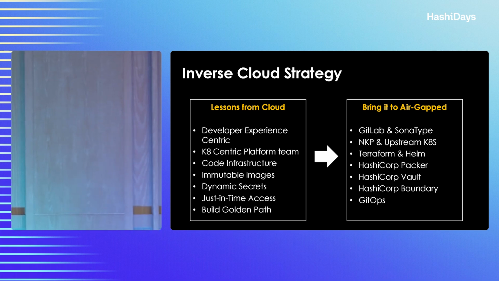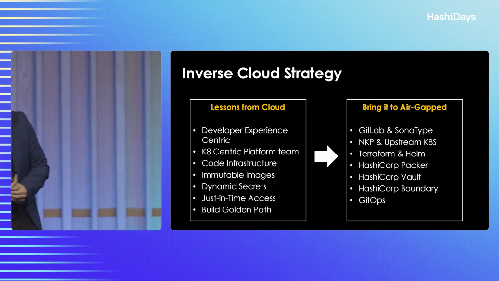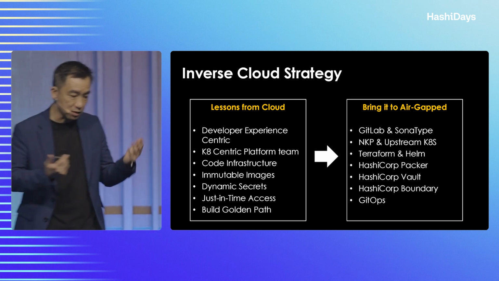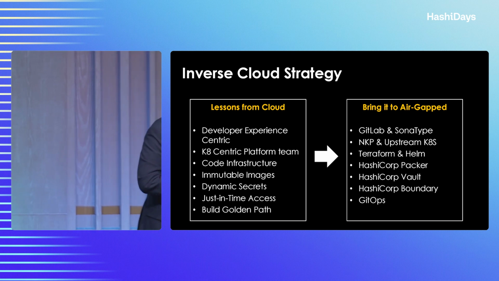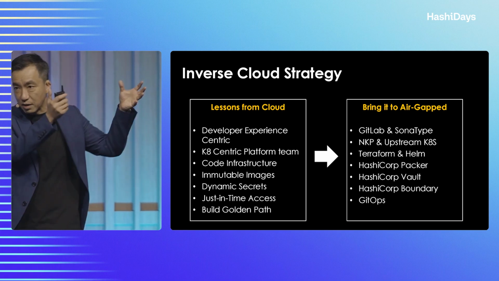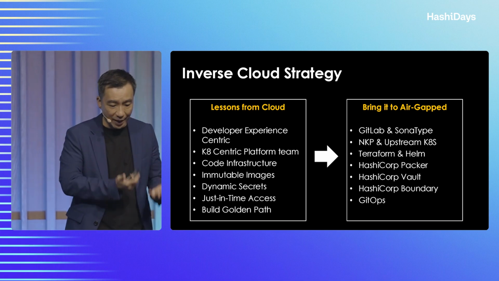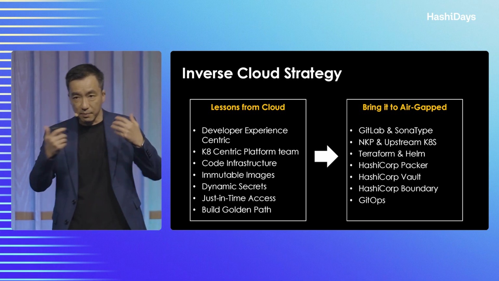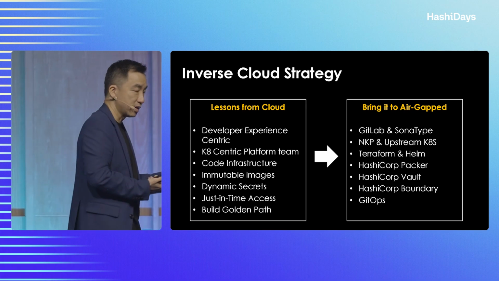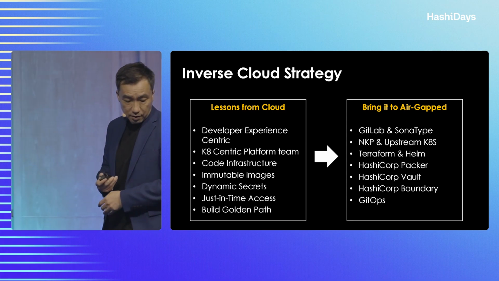How we develop developer experience, how we implement GitLab and Sonatype for security, right? How do you provide a Kubernetes, K8s-centric approach, right? By implementing, we use Nutanix NKP, as well as upstream Kubernetes. And whatever we build in Terraform and Helm, those are practices we bring back from our cloud environment to on-prem, right? We leverage the same experience we had with Packer and Vault and Boundary and bring those experiences to the on-premise environment. We learned about GitOps in our cloud environment. How do you bring GitOps to the on-premise environment? That's what we did, right?